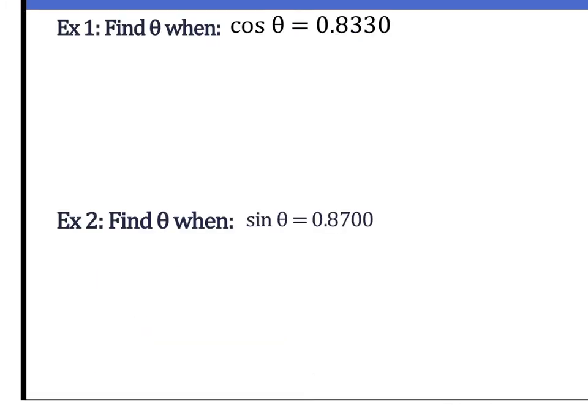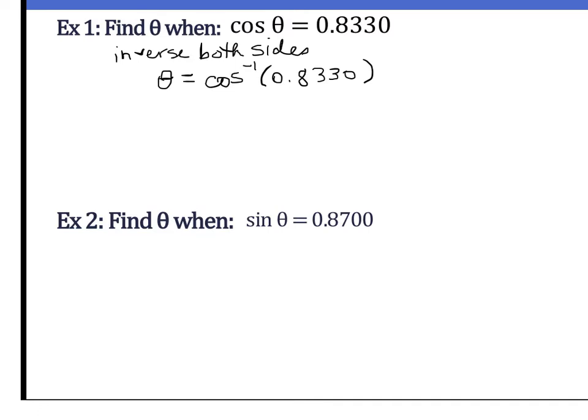So for our first example, I want to find theta when cosine theta is 0.8330. And we would have found this in a right triangle by using adjacent over hypotenuse, but we need to know what the angle is. So a way to undo an action is to use an inverse. So we are going to inverse both sides. Well, cosine inverse just leaves theta. And we'll have cosine inverse, and this little -1 means inverse, 0.8330.